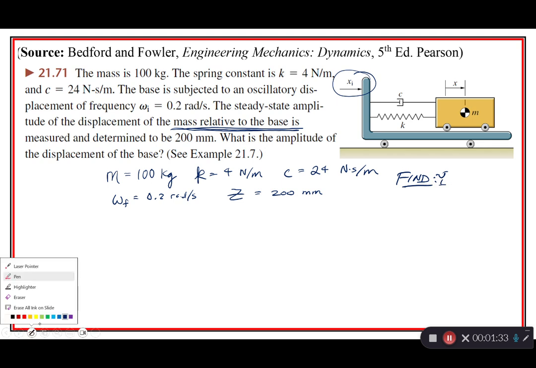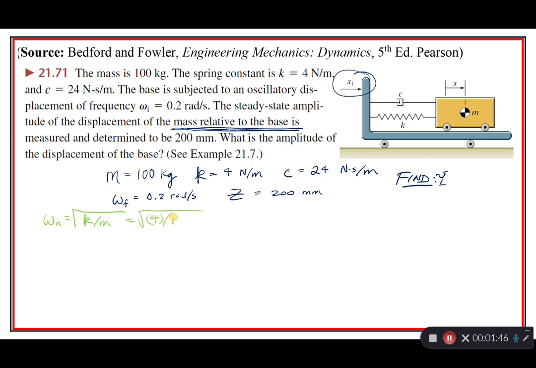All right, so same procedure we've been using. Omega n is the square root of K over M. 4 over 100, so it's likely to be a small number, 0.2 radians per second. We could find critical damping, 2m omega n. 2 times mass is 100, omega n is 0.2. Comes up to a nice even 40.